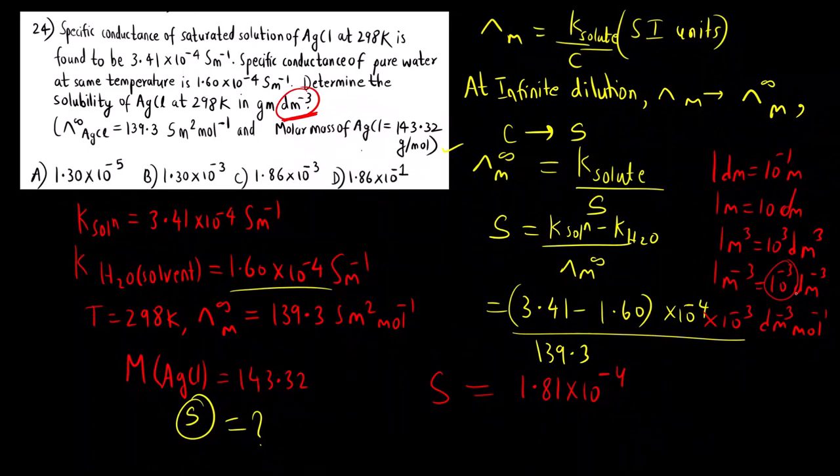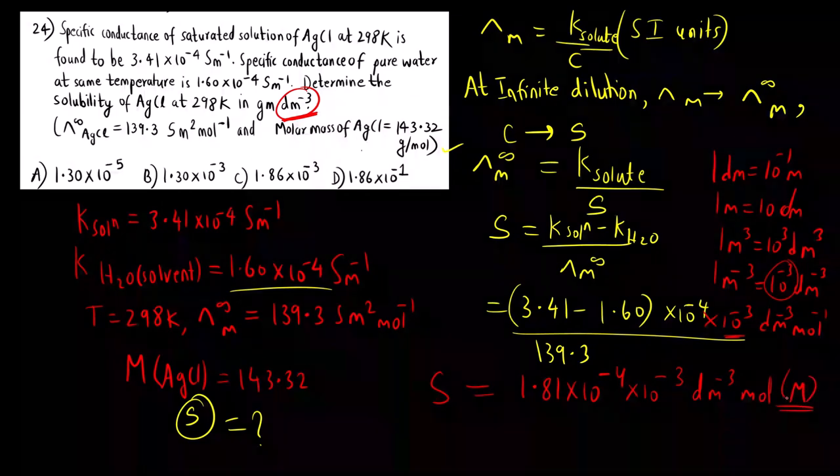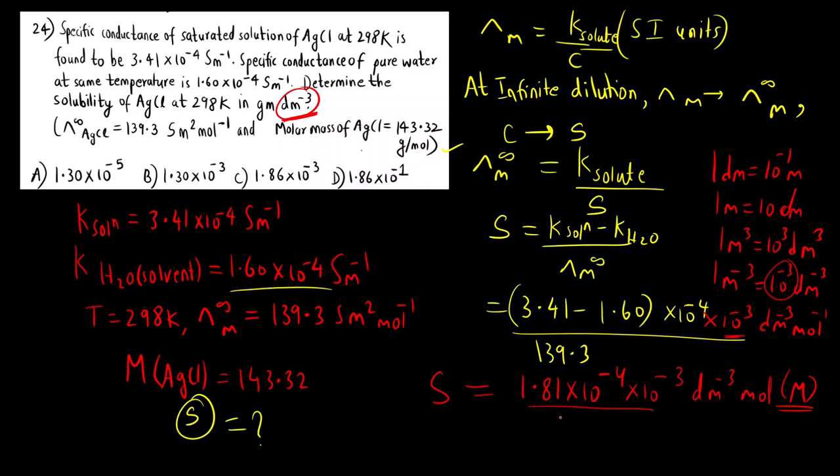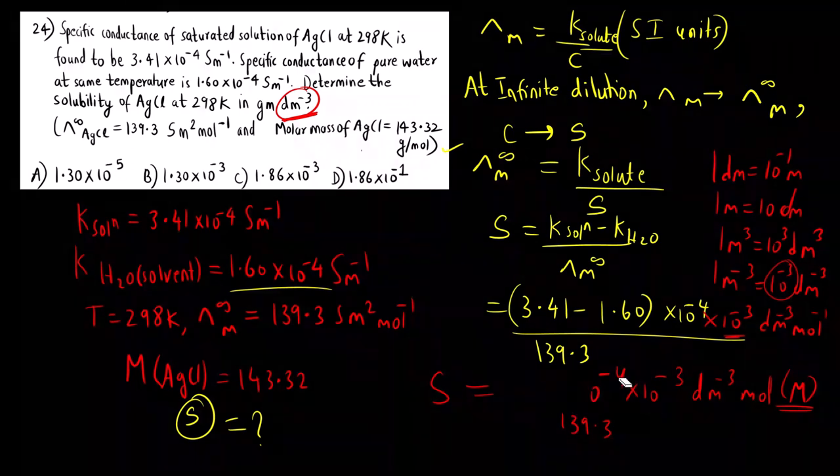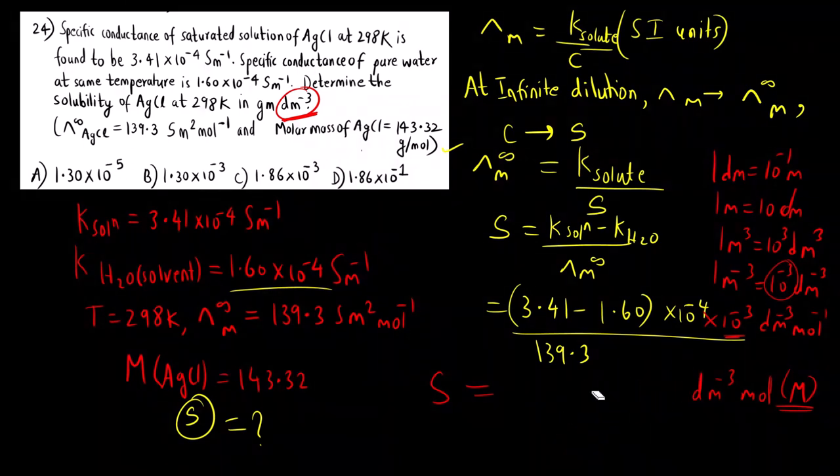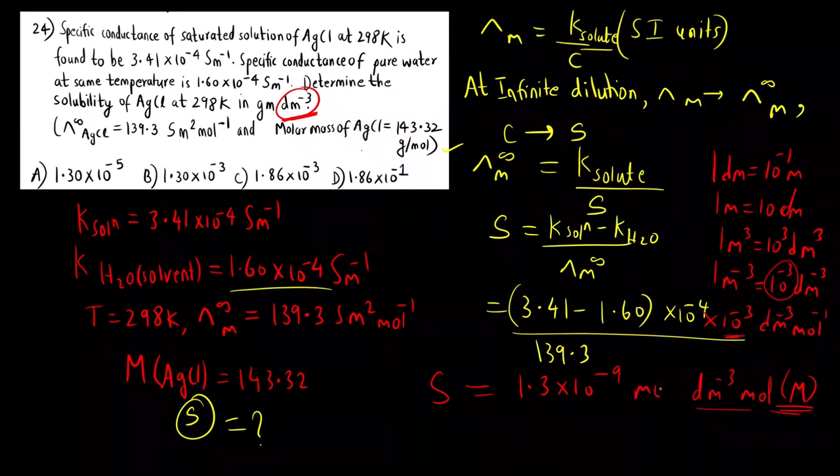1 meter raised to minus 3 is 10 raised to minus 3 decimeter raised to minus 3. So we have multiplied this. So what will we get? It is 1.81 into 10 raised to minus 4 into 10 raised to minus 3 decimeter raised to minus 3 mole. That is, mole per decimeter cube, nothing but molarity, the unit of molarity, divided by 139.3. If you solve this, the final answer comes out to be 1.3 into 10 raised to minus 9 mole per decimeter cube. Okay, I can write it like this.